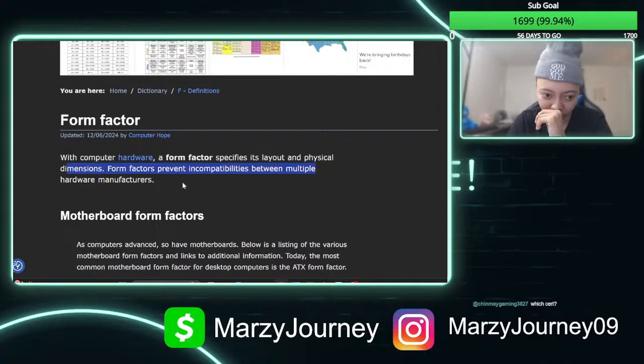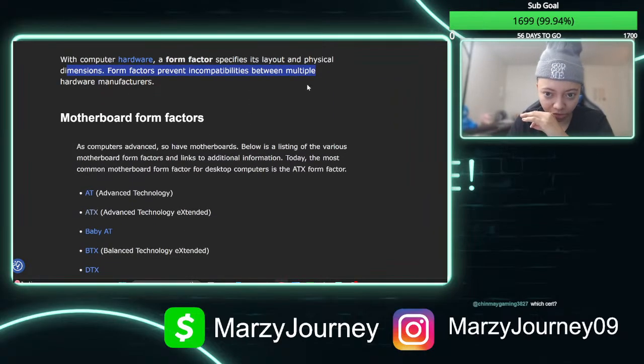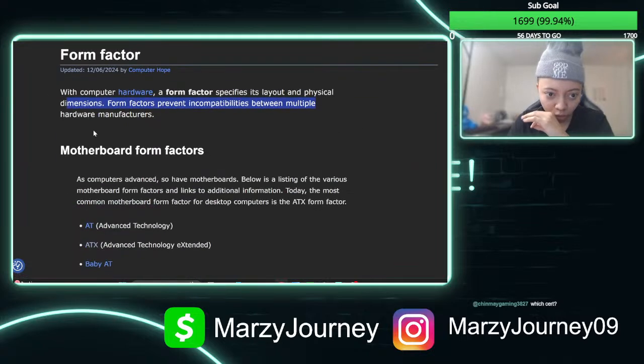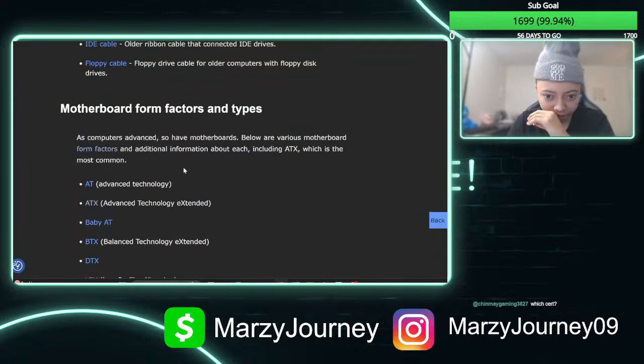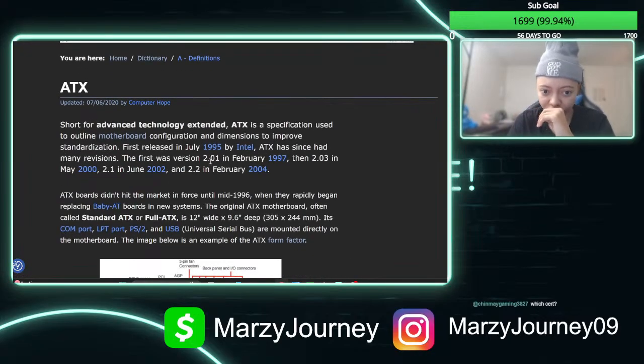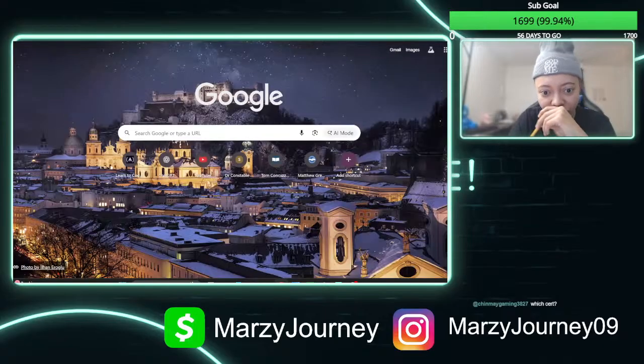Form factors prevent incompatibilities between multiple hardware manufacturers. Okay, so that's the point. Some of these are made a certain way to take certain things. So now let's get into it. We're going to do ATX. I'm wondering what's the most common. I feel like it must be, is it the ATX that's the most common? So we can go into advanced technology. And then also, this is extended, hold on.